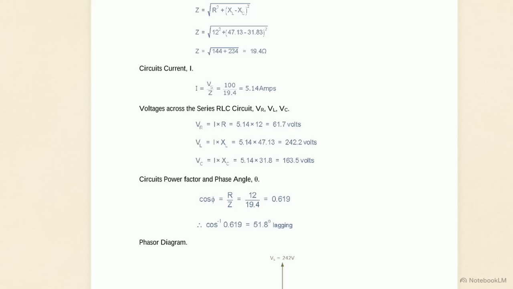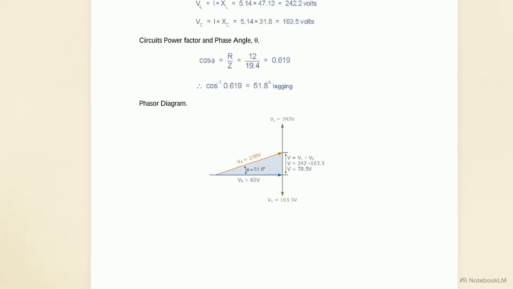These calculations show the next step, multiplying our 5.14 amp current by each component's resistance or reactance to find the voltage drops. Look at the inductor's voltage, 242.2 volts, more than double our 100-volt source. This becomes clear on the phasor diagram. Because these voltages are out of phase, their vectors point in opposite directions. Functionally, they subtract from each other.